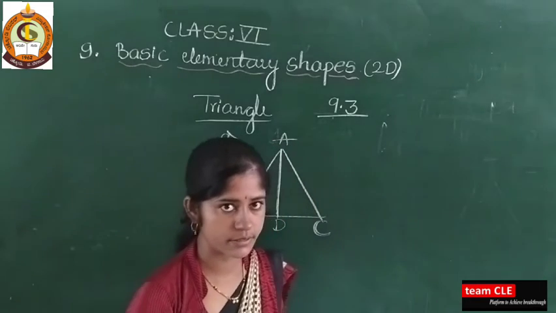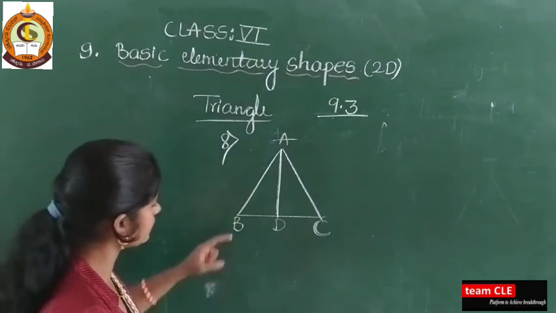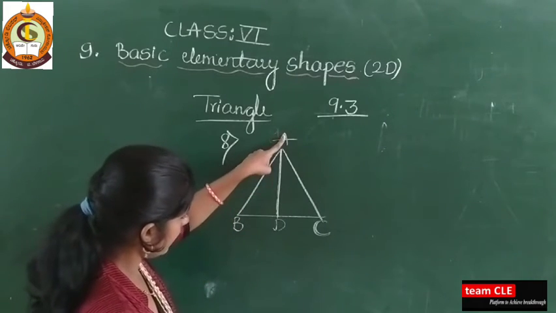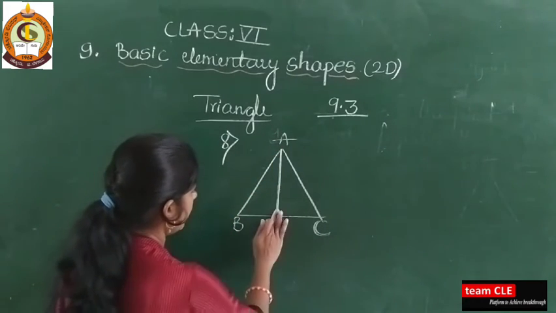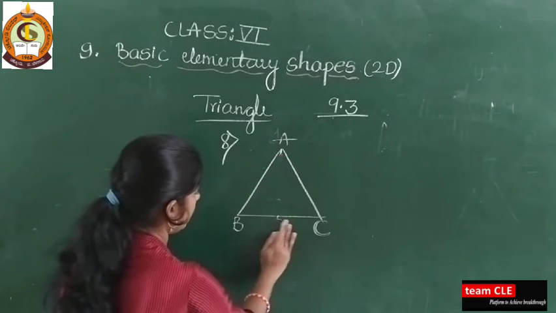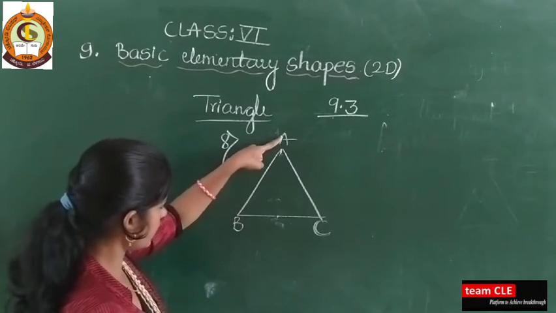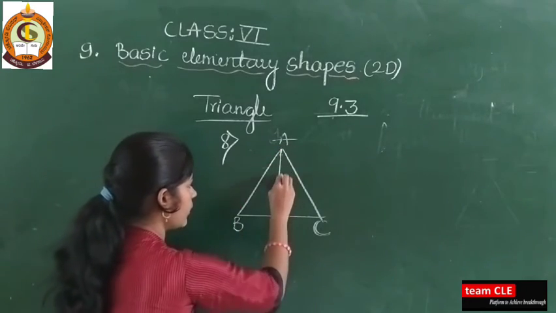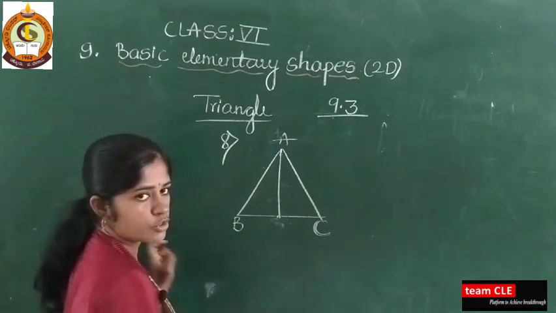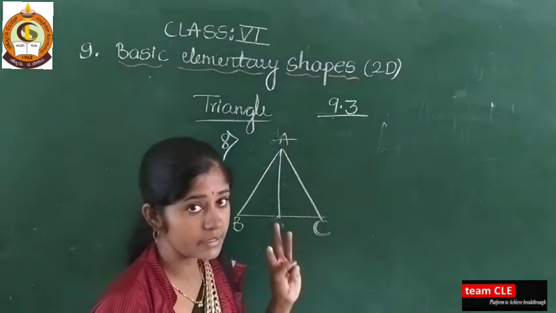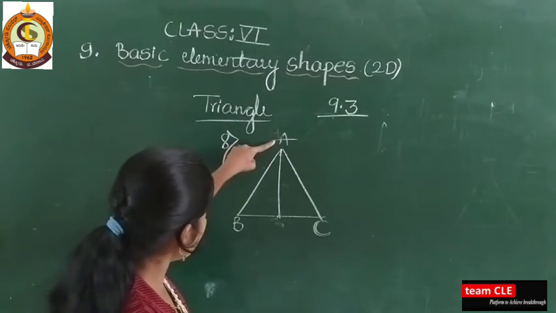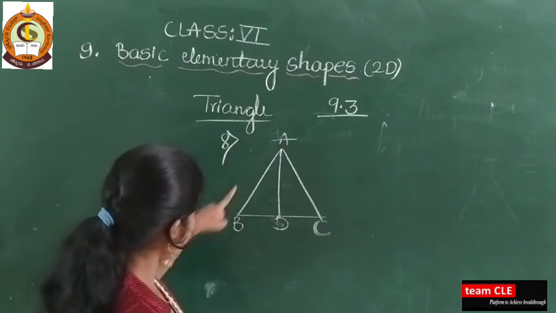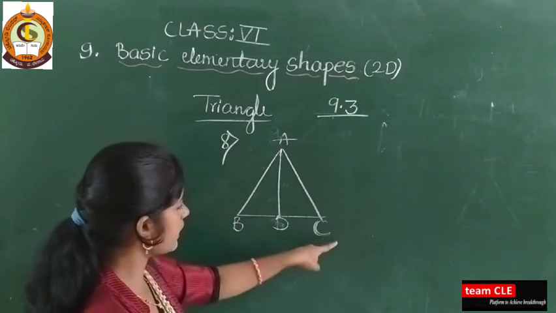Identify 3 triangles. Tell me which are those 3 triangles. First one is A, B, D. Next A, C, D, and one more is there. One more is A, B, C. First one triangle. Next I will draw one more, 2, 3. So total how many triangles are there here? 3. Then which are those? A, B, C is one. Next here A, B, D and one more is A, C, D.